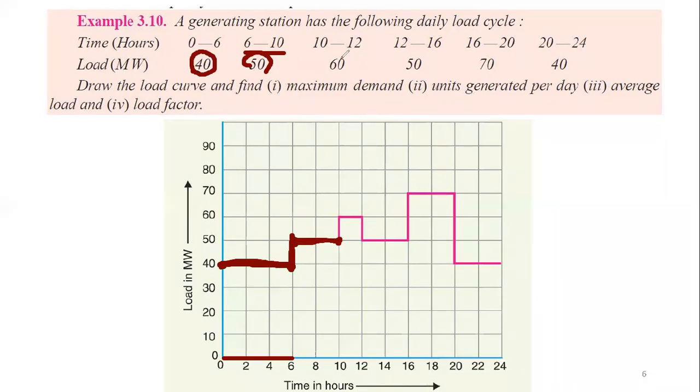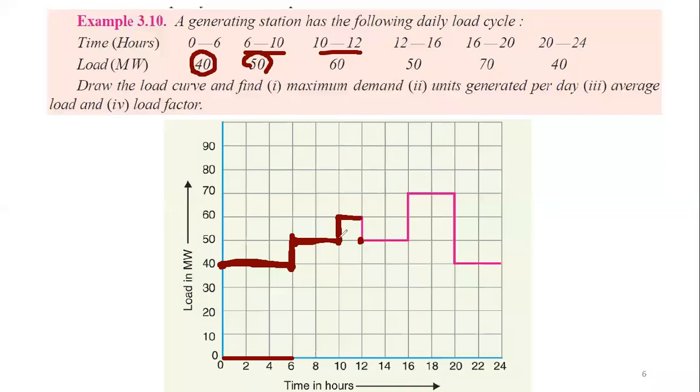Next, 10 to 12, that is 60 megawatt. So this is 10, this is 12, and the 60 is in this region, so this will be 60. Now we'll join with the previous one, so it looks like stairs, 60 megawatt.